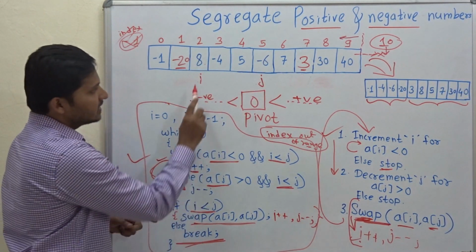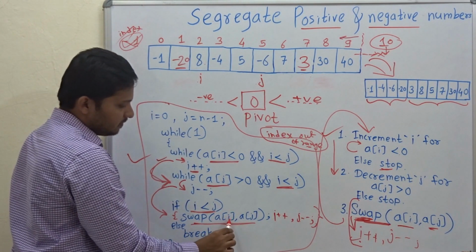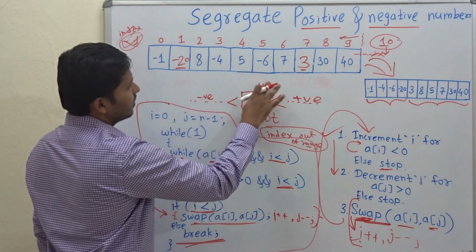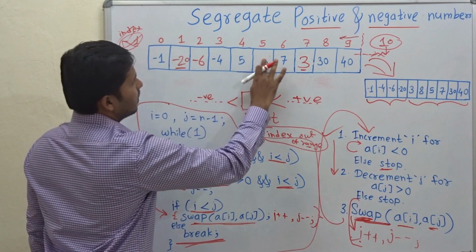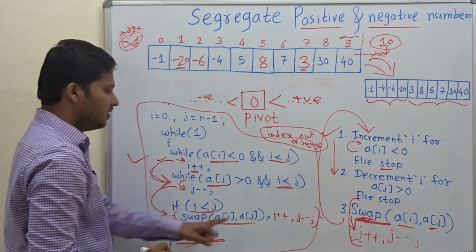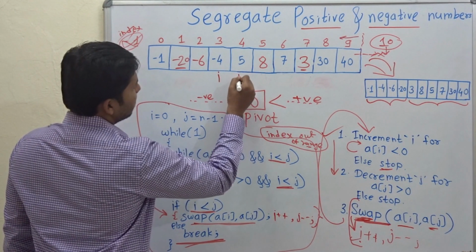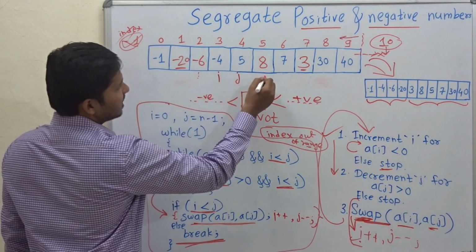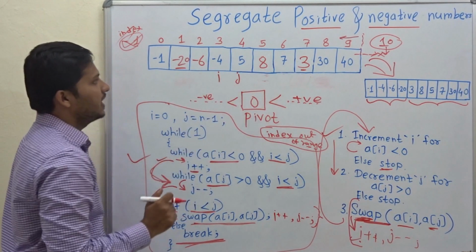Now if i is less than j, you have to swap the elements. See, so swap a of i and a of j. So 8 and -6 will be swapped. Okay, and i plus plus, j minus minus. So i will increment and j will decrement. Okay, previously i was here and j was here. So we have decremented j and incremented i.